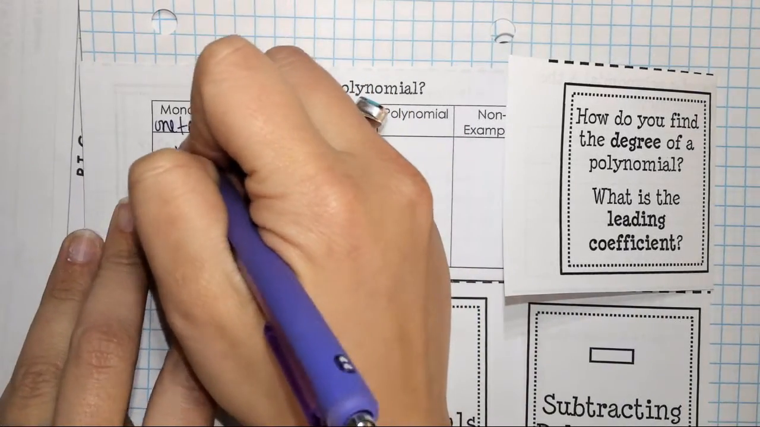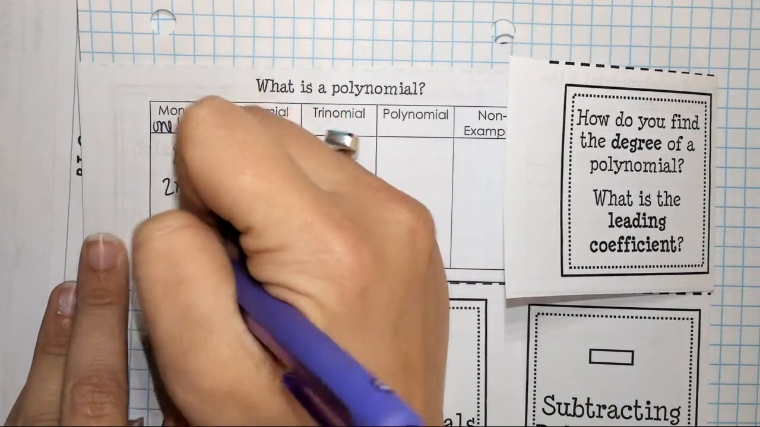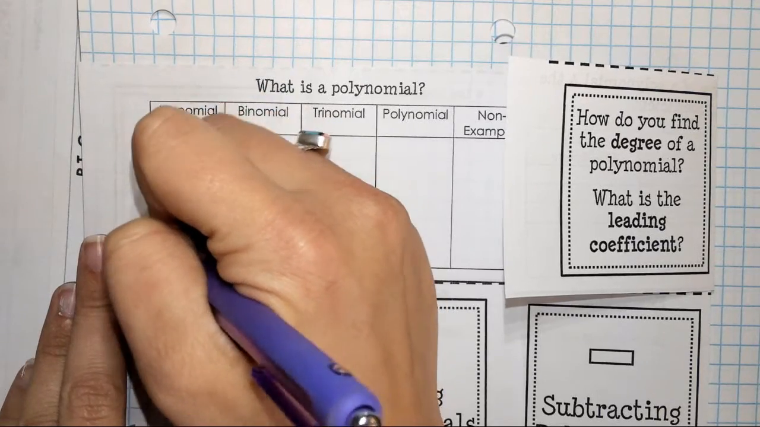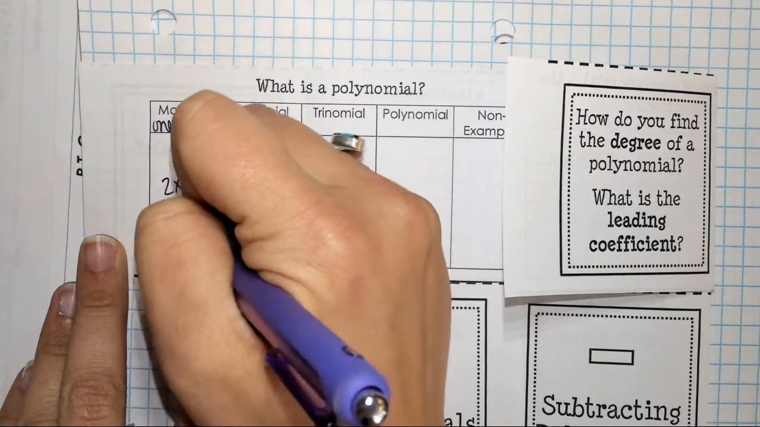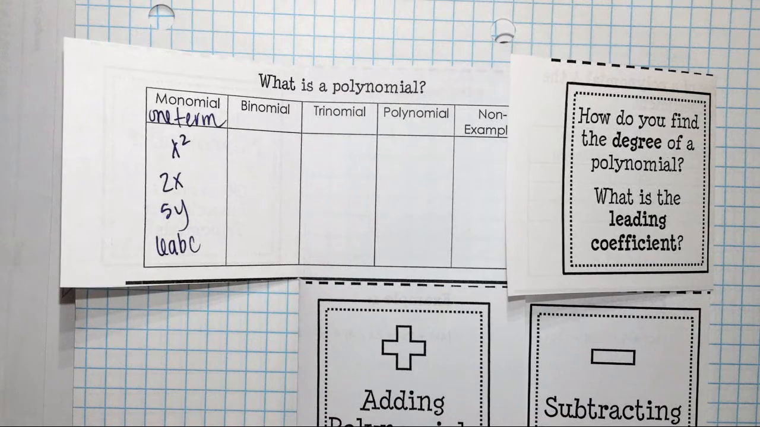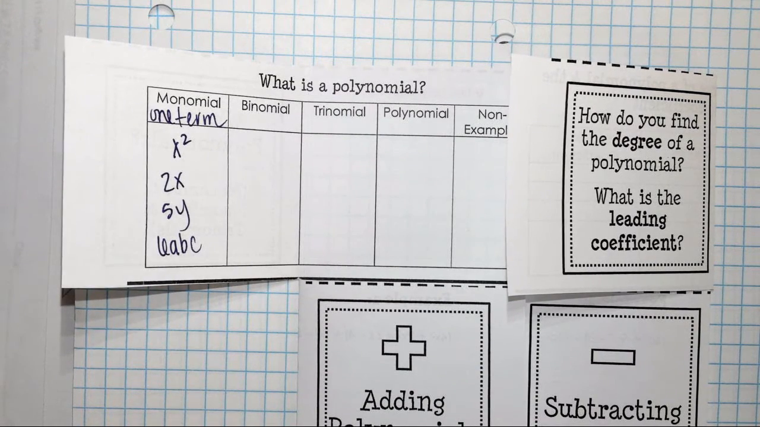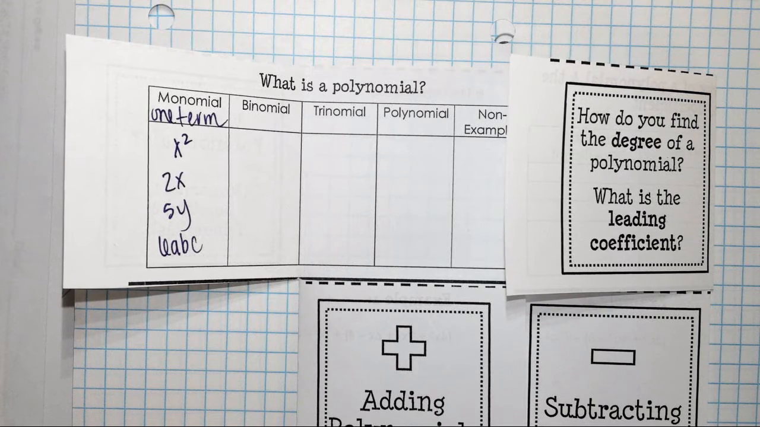So you have x squared, or 2x, or 5y, or 6abc. Now, why would 6abc be a monomial when there are 3 letters? Oh, there's no plus or minus sign. There's no adding or subtracting.